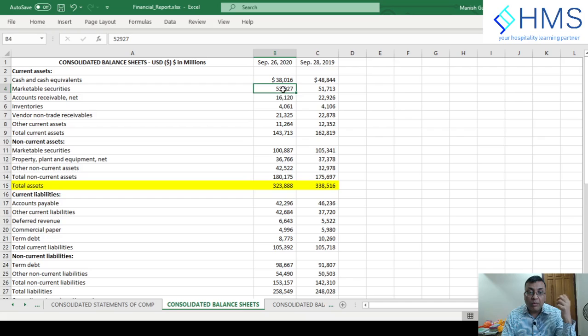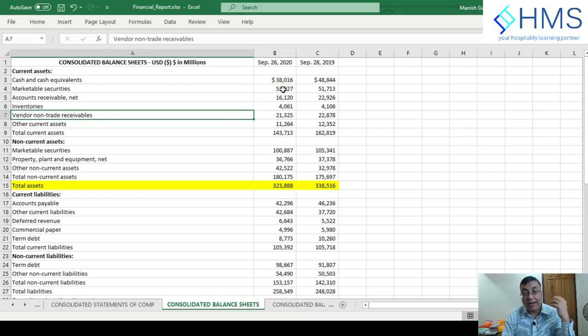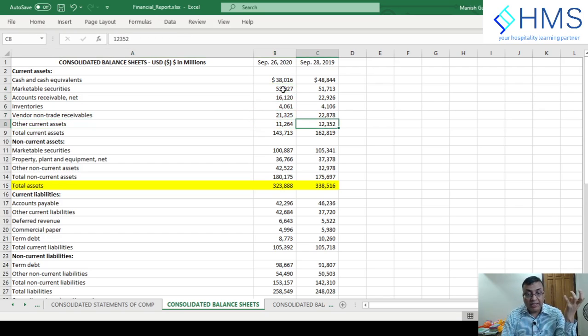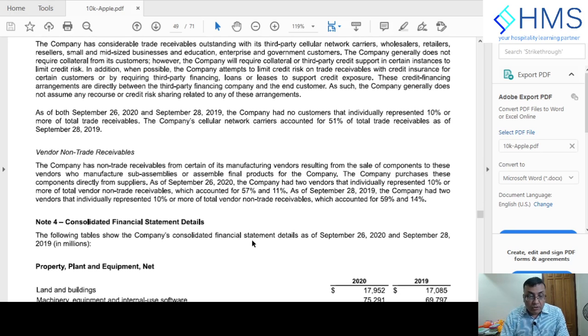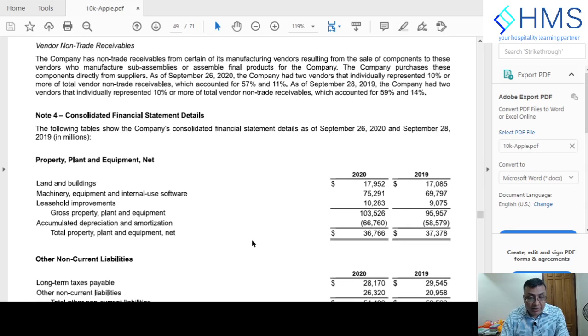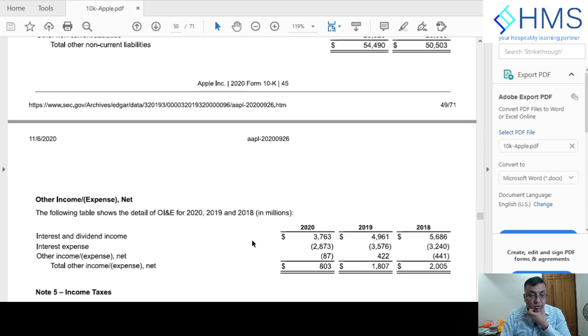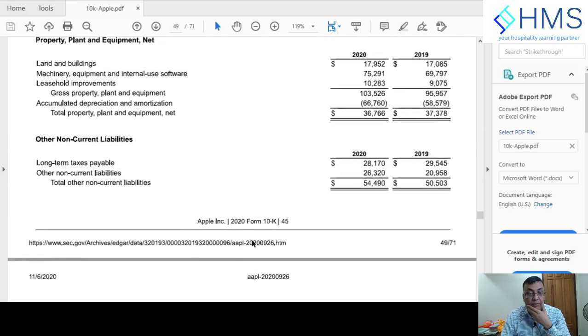Now companies normally also hide their accounts receivable in other areas. We don't know the detail of other current assets here, which is quite a lot of money, like $11 billion and $12 billion. We don't know about that because the 10K report is not giving that information here, unfortunately. So we have to leave it as it is because we are not able to find that information.